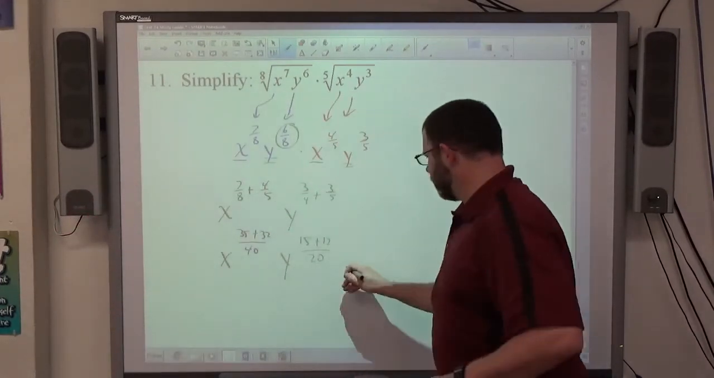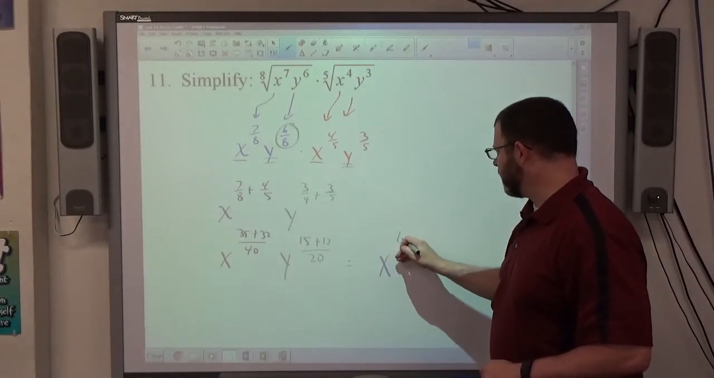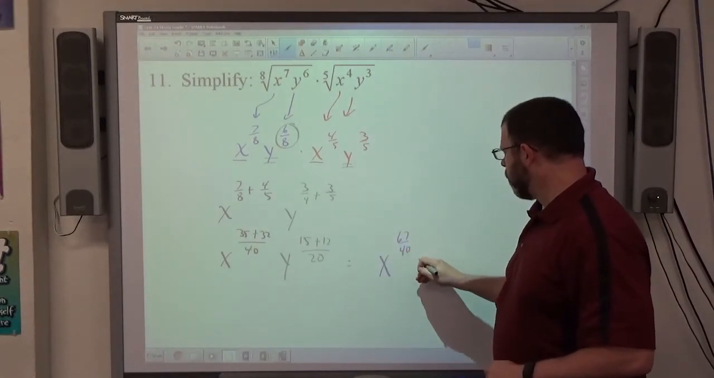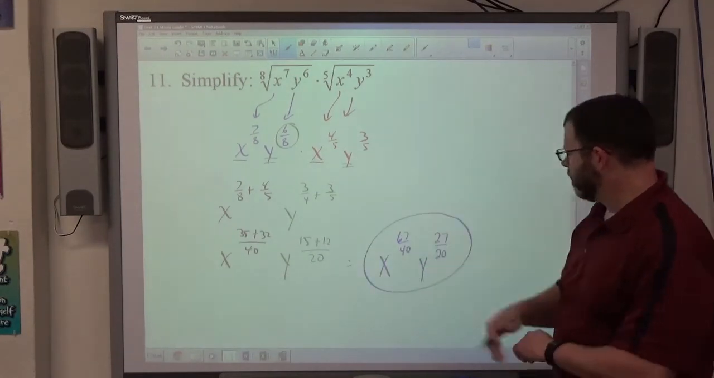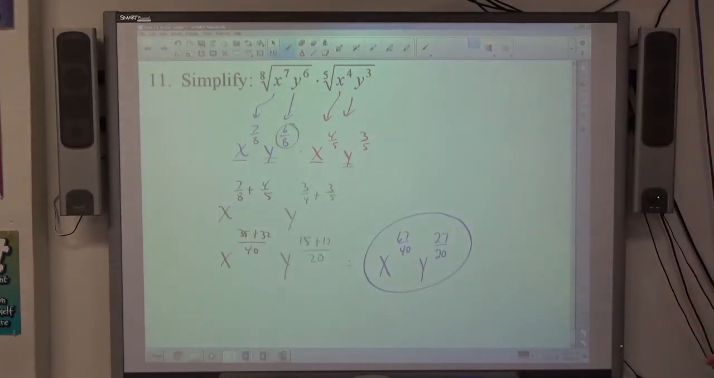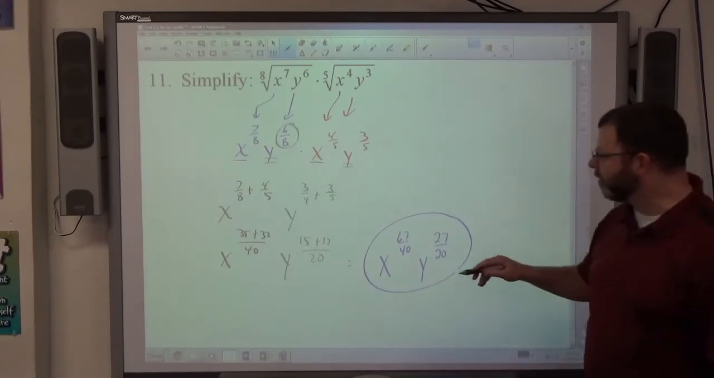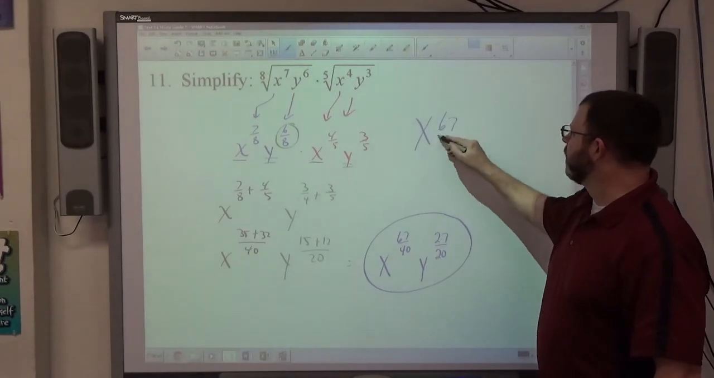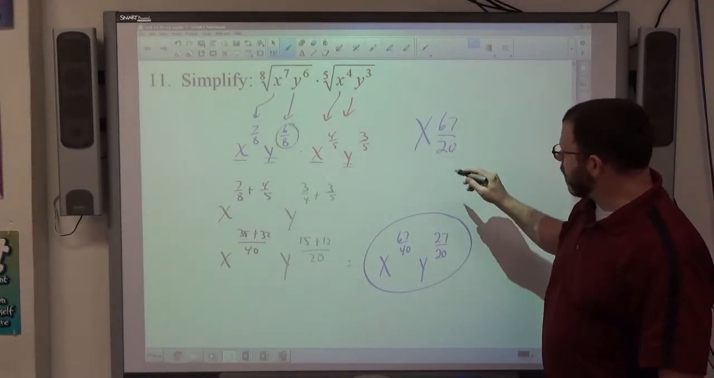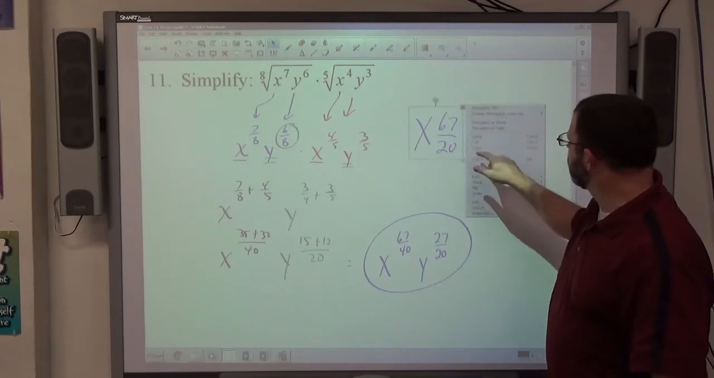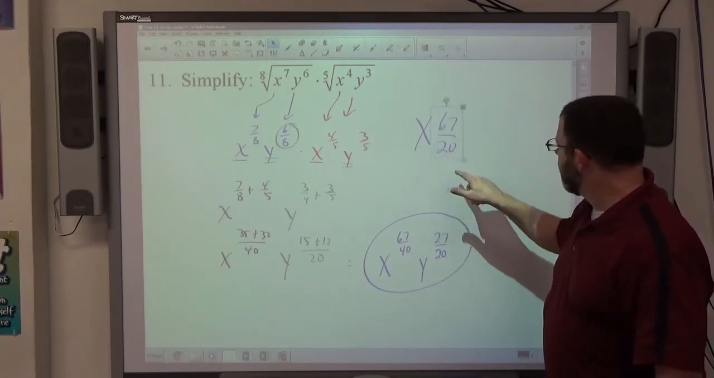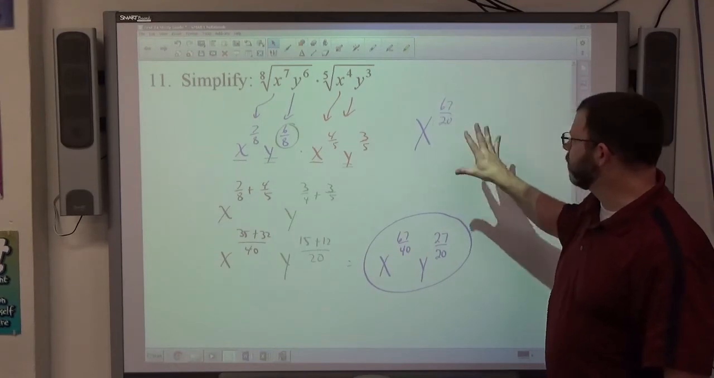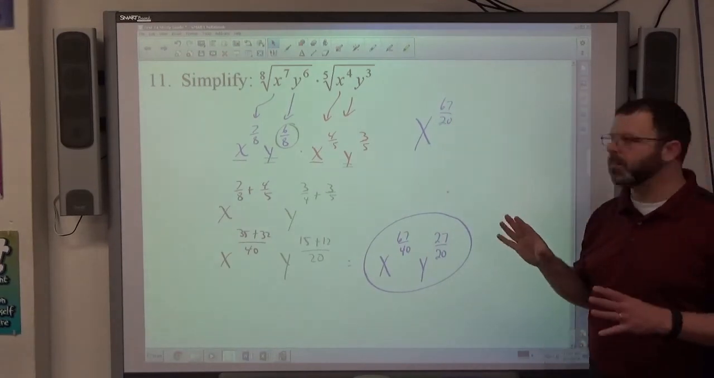So the final answer is going to be x to the 67/40, y to the 27/20. And that's what I'm looking for, something along those lines. X to a fraction, y to a fraction power. Make sure the powers look like fractions. Don't put x to the 67. Make it look like a power. So when you write these things, powers are smaller and up a little bit. So make sure that it looks like a power. Don't make it look like a mixed number structure.